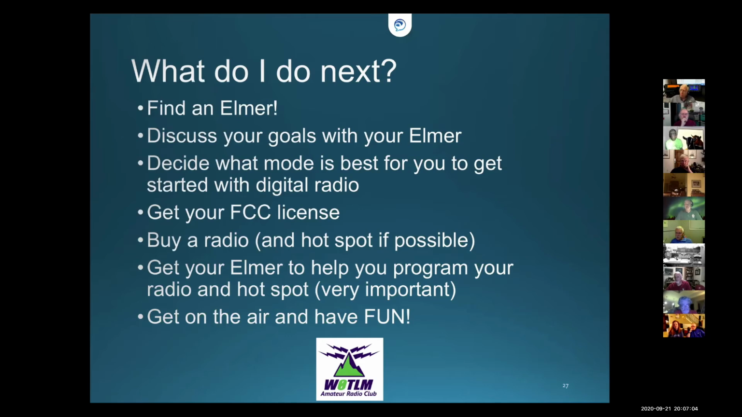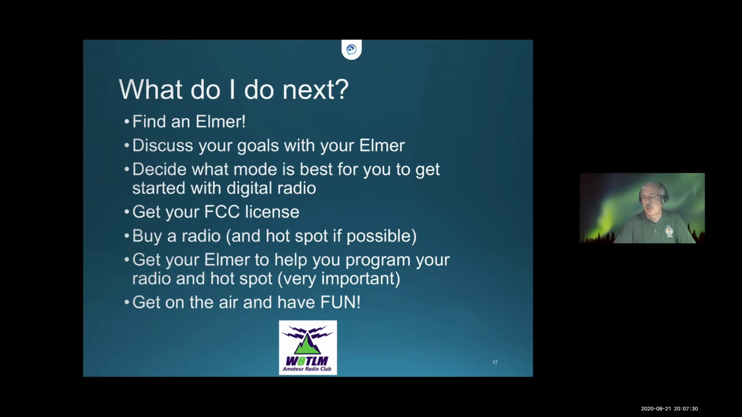You can run the price up to $400 or $500, $600 for a Motorola, but you don't need to do that. I know people that insist on having Motorola everything, so they bought a $600 radio, but you don't need to do that. So if you buy a $100 radio, something like this, and you buy a $120 hotspot like this, you're into DMR for about 220, 230 bucks, and off you go. So once you get that, then get your Elmer to help you program the radio.